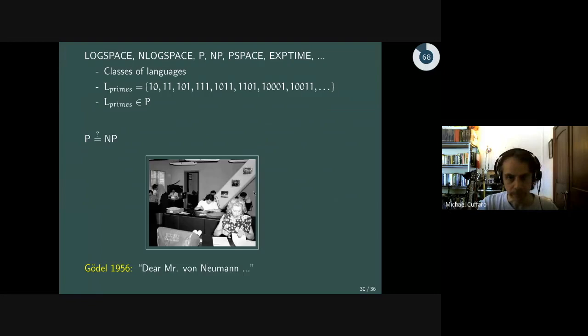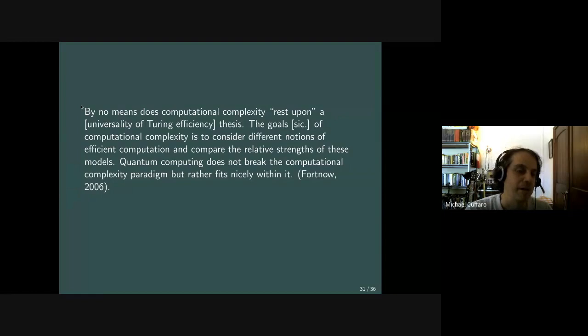Now, I'm not against the grain of computational complexity theory here. I think there are people who think the same thing. So I want to quote Lance Fortnow. Lance Fortnow writes, by no means does computational complexity rest upon a universality. So he's talking about the universality thesis, but I think the same could be said, and I think implicitly he's saying the same thing about the invariance thesis. So he writes, by no means does computational complexity rest upon a universality of Turing efficiency thesis. The goal of computational complexity is to consider different notions of efficient computation and compare the relative strengths of these models. Quantum computing does not break the computational complexity paradigm, but rather fits nicely within it. I think that's entirely correct.